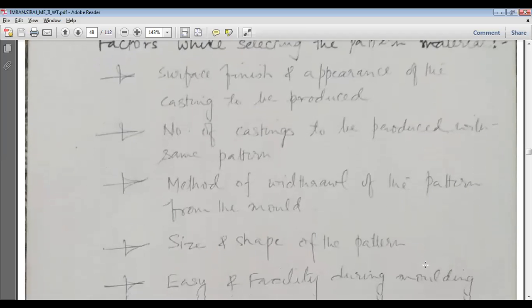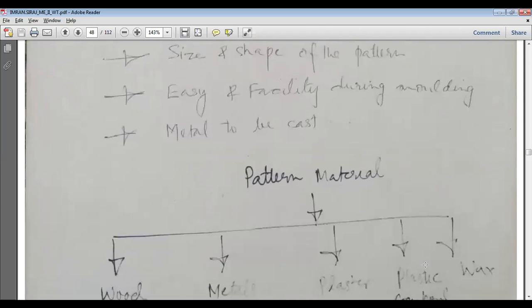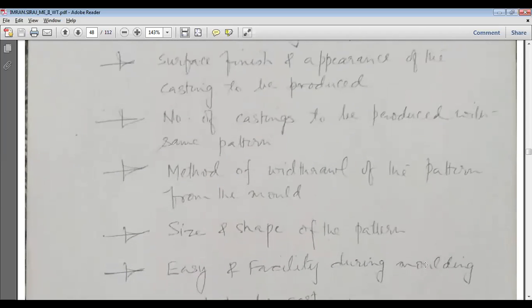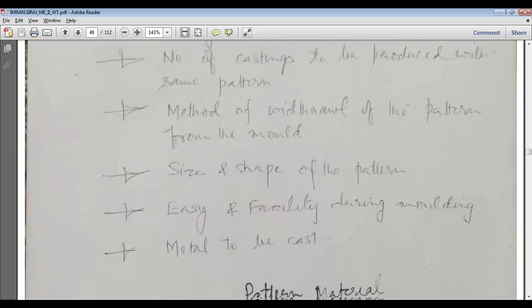Two more factors are there: ease and facility during molding, and the metal to be casted. What metal we are going to produce with our pattern is a factor. And ease and facility during molding, how much easiness we need during the casting process, would also define our material. So these are the factors involved while selecting the pattern material and the factors behind the selection of a particular pattern.